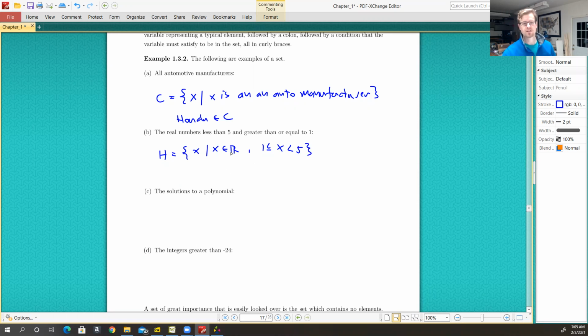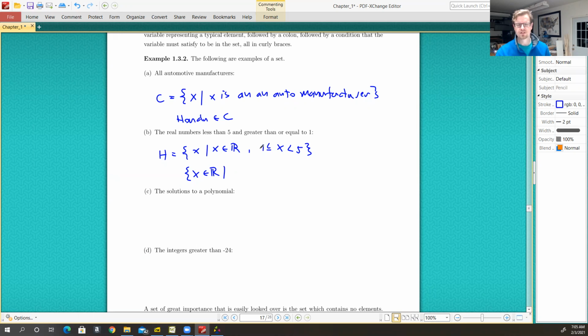Now, I could have written this a little bit differently as well. You'll find that in many cases, you would say where it belongs on the left side of the vertical line here. So this fancy R is the real numbers. Maybe I should write this one a little bit better. Real numbers.